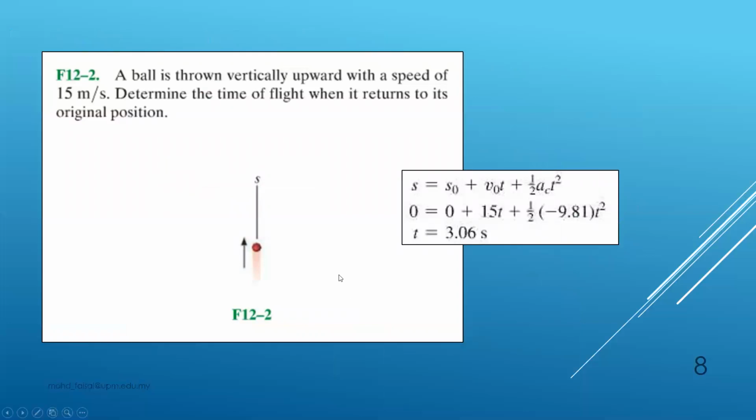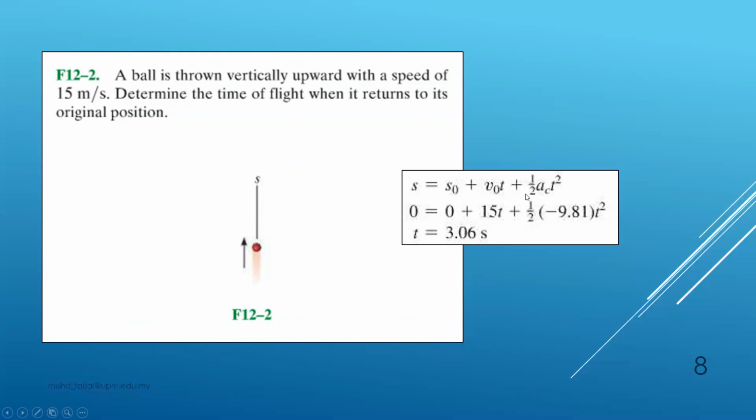First, we look into this particular short example. A ball is thrown vertically upward with a speed of 15 meters per second, and you need to determine the time of flight when it returns to its original position. Okay, what happens is you grab a ball, throw it upwards, and then it lands back to you, and you basically catch the ball.